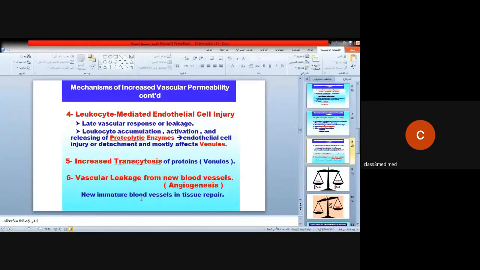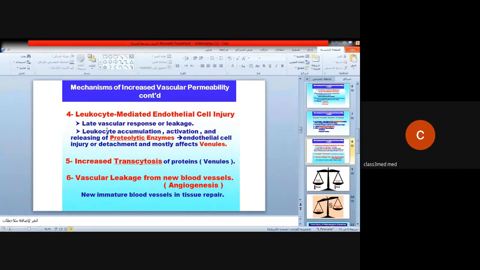The fourth mechanism of increased vascular permeability is leukocyte-mediated endothelial cell injury. It means leukocytes cause endothelial cell injury. This is a late vascular leak or vascular response. Why? Because leukocytes need time for accumulation, activation, and releasing of proteolytic enzymes, which then cause endothelial cell injury or detachment. And it mostly affects the venules.